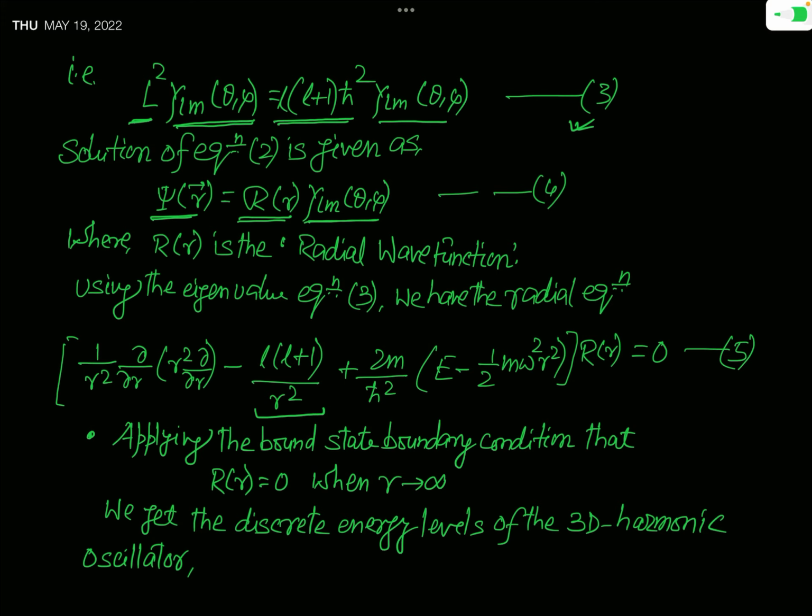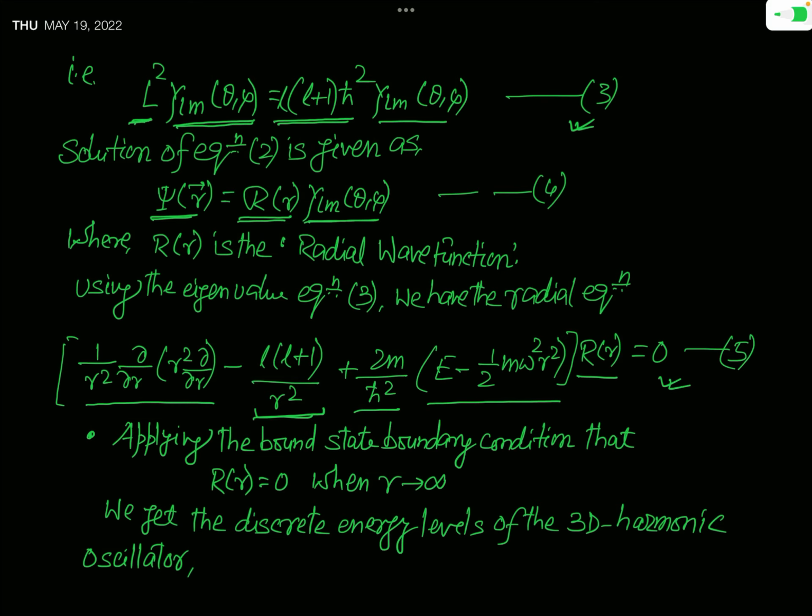And if you want to write only the equation for the radial part, that equation for the radial part will be: 1 over r squared del r, r squared del r, plus 2m over h bar squared, E minus half m omega squared r squared, R of r equal to 0. So substituting the eigenvalue of L squared in the Schrodinger equation and writing the equation for the radial part, we get this equation 5.